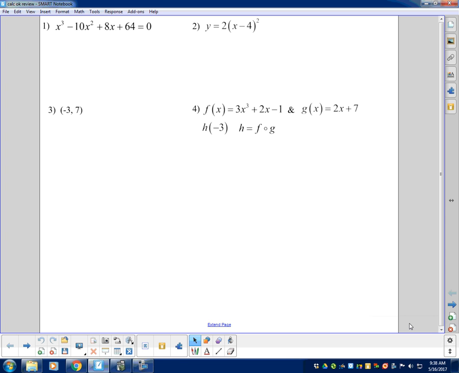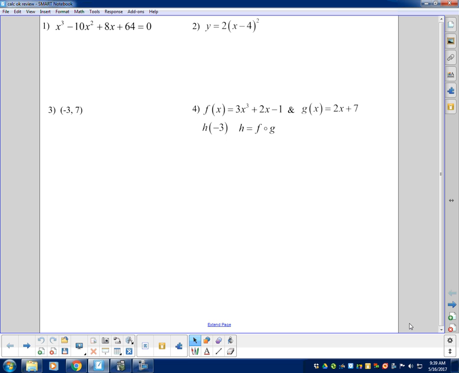Okay, this is the end of the year final review, the calculator OK portion. So we'll go through this. I'll demo on the calculator how to do certain things, so hope this helps. It says number 1, use the x-intercept method to find the solution of x cubed minus 10x squared plus 8x plus 64 equals 0.